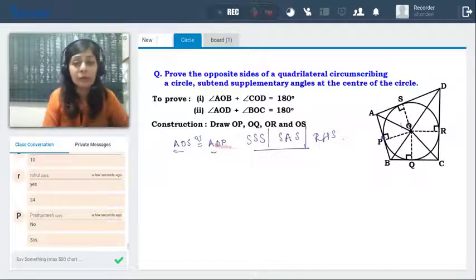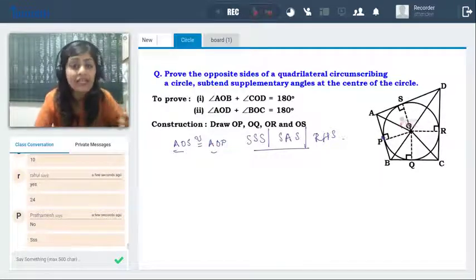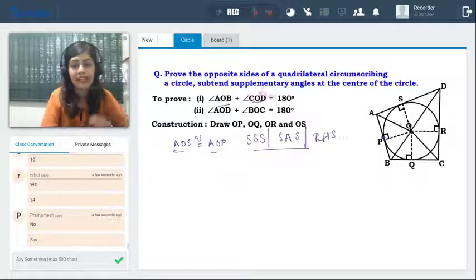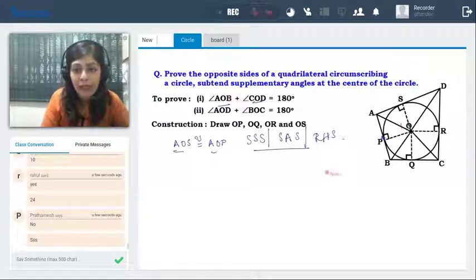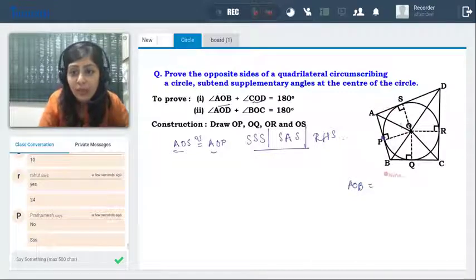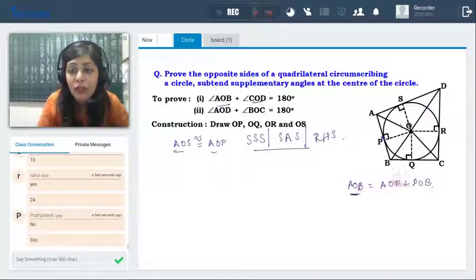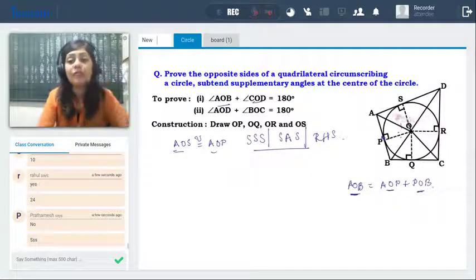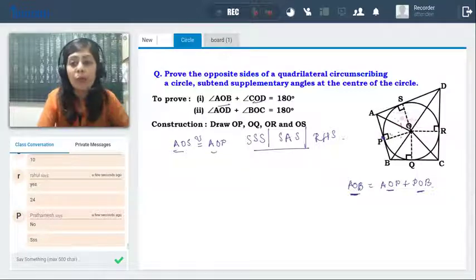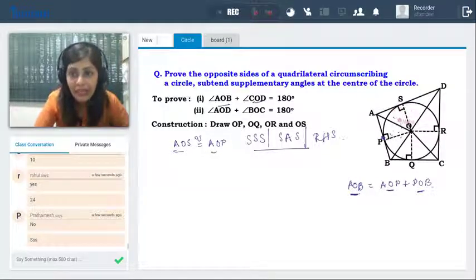Now, why did we do this, people? We need to talk about AOB and COD, right? If you look at AOB, I'm just talking about AOB. AOB is made up of two angles, right? Which are they? AOP plus POB. That means we don't need the bigger angle. What we need is the smaller angles, this and this. That is why we are proving the two triangles congruent. And now, because AOS is congruent to AOP, can I say these two angles are congruent to each other?